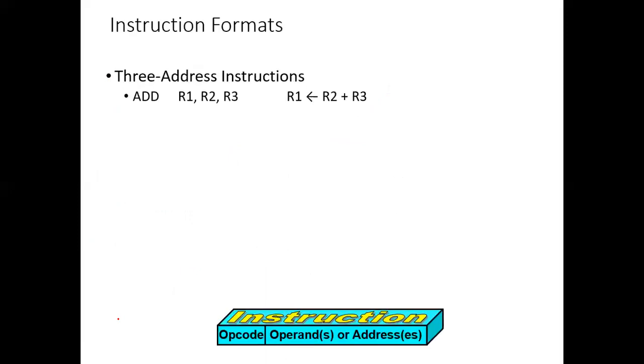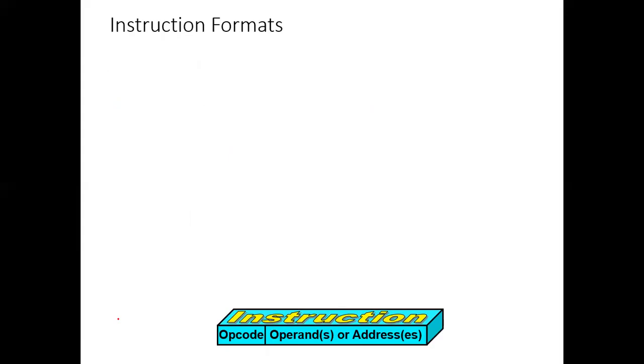So basically there are different types of instructions, instruction formats, and we'll discuss all these instruction formats. A typical instruction will have an opcode and some operands or addresses. Say for example, what is opcode? If there is an instruction add a comma b, then add is the opcode.